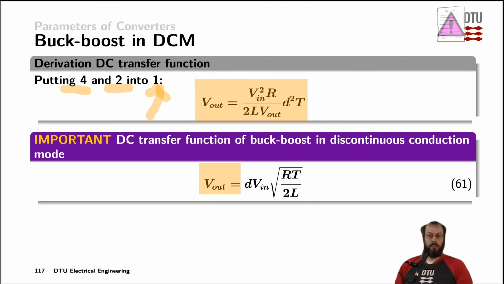And we can rewrite the output voltage as an expression of the input voltage and what previously was defined, in case of the buck and the boost converter, as the square root of alpha.